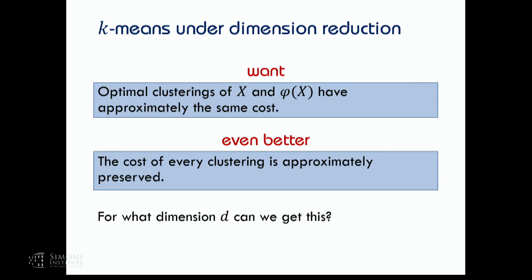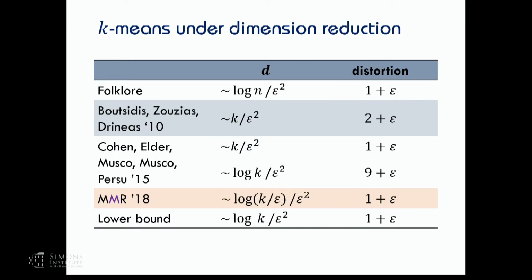So let's see for which dimensions d we can get this. First of all, if the dimension is logarithmic in n, it's easy to see that the cost of every clustering is preserved up to a factor of 1 plus epsilon with high probability. And as a warm-up, we will see how to prove that.